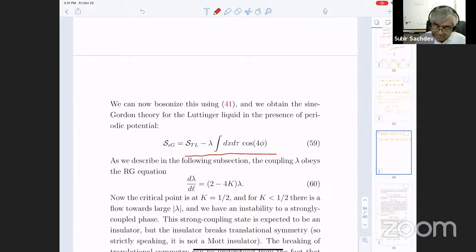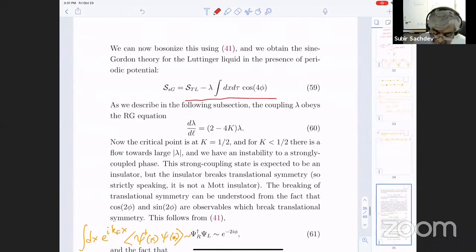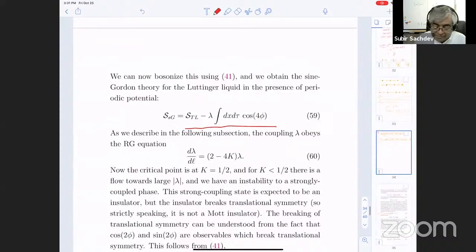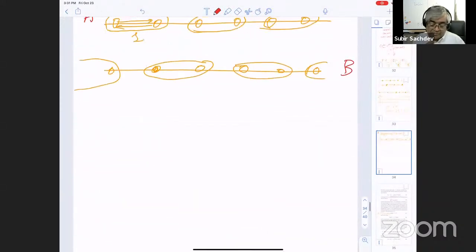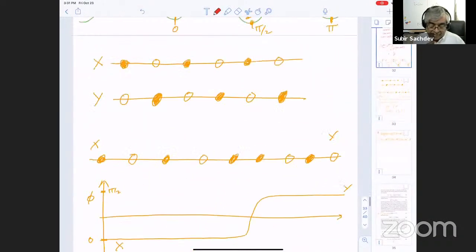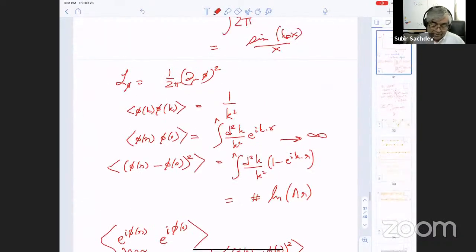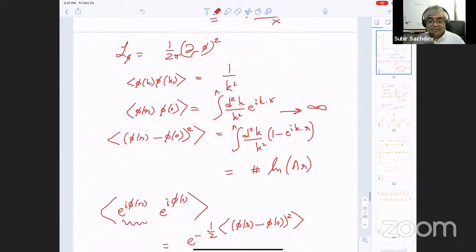So this calculation was, I think Coleman was one of the first to do it, and it's really very simple in the modern RG language. And the equation for lambda under renormalization group is this very simple equation here. It depends on the value of 2 minus 4k. So there are various ways of doing this. The simplest way is to just use some RG technology, which I really haven't covered in the course, but let me just quickly illustrate it.